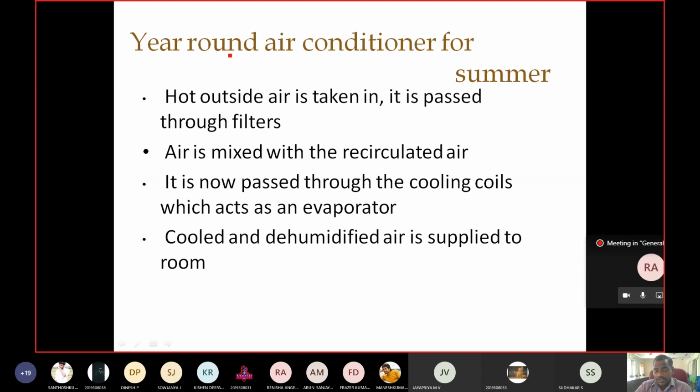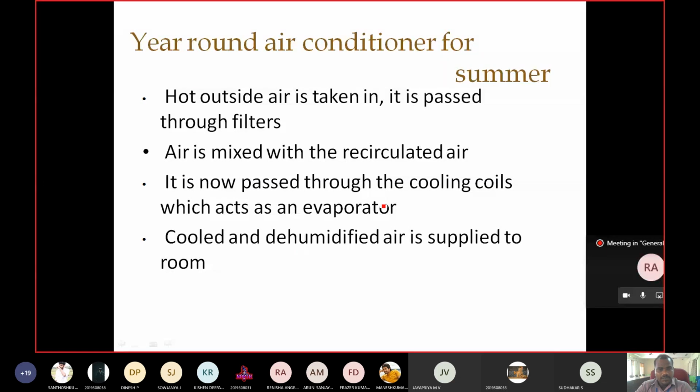Then there is the year-round air conditioner for summer. The hot outside air is taken in and passed through the filter that we know. The air is mixed with the recirculated air. Then it is passed through the cooling coils, which act as an evaporator. So if heating coils, we need a condenser. If cooling coil, we need an evaporator, right? So cooled and dehumidified air is supplied to the room.